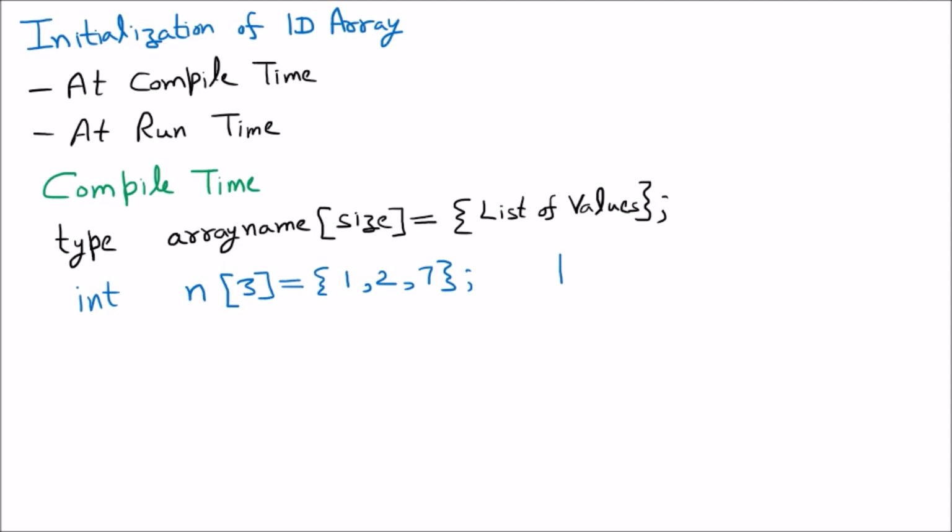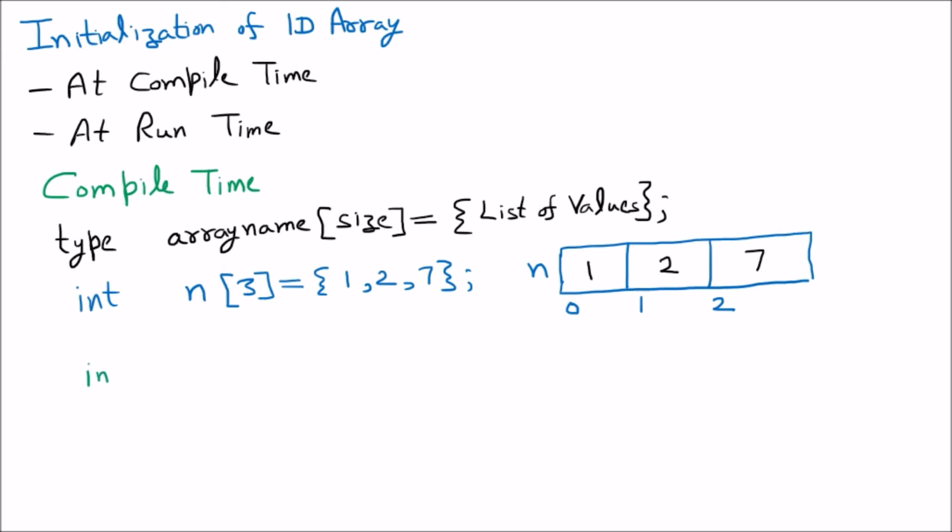So what will happen? That is the memory location, and there are 3 blocks in that memory, and their indexes are 0, 1 and 2, and the name of the array is n, and the values initialized inside will be 1, 2 and 7. Means while we are working with the program, at that time if we are giving the values, that is called compile time initialization.